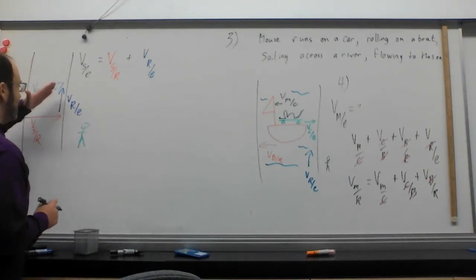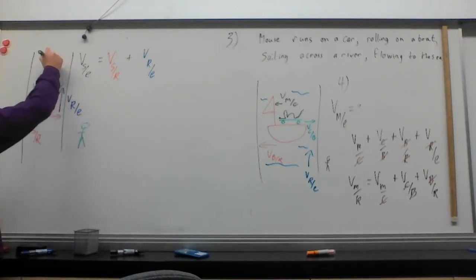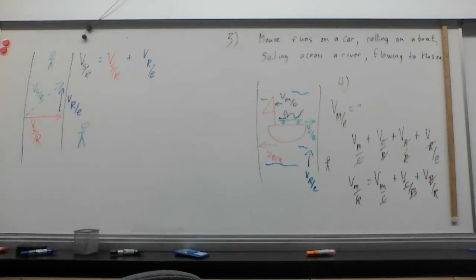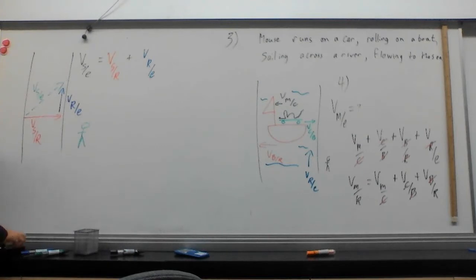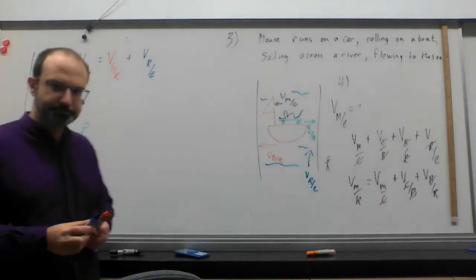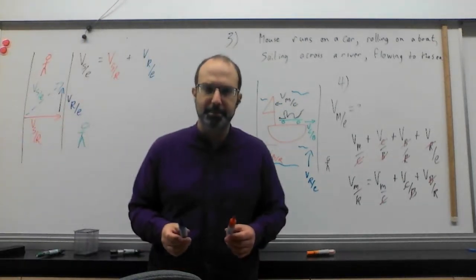Here I see them swim at an angle. But what happens if I'm here in the water with them? Do I still see them swim at an angle? No, you don't. If you're in the water, you'll see them swim straight across. Why? Think about it like this.